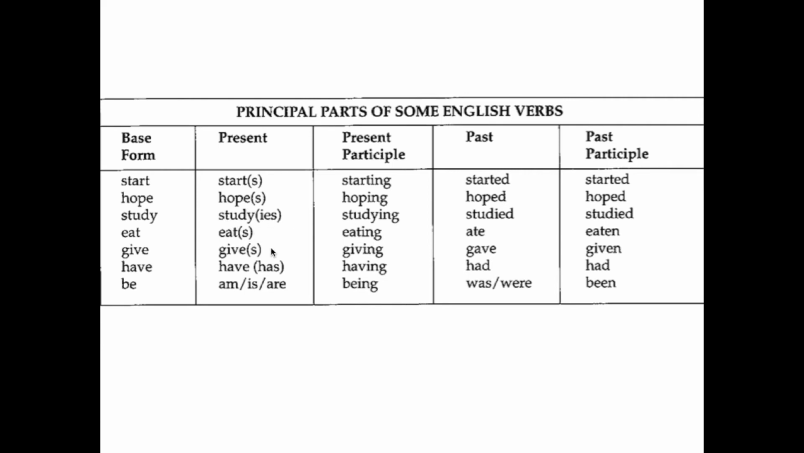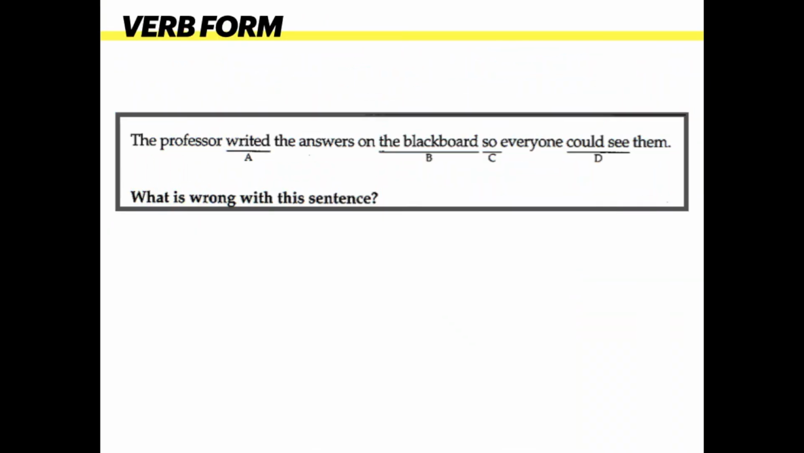And then we have the present participle, which is the ing form of the verb. Starting, hoping, studying, eating. We have the past. It can be regular, started, hoped, studied, or it can be irregular, ate, gave, had. We also have the past participle, started, hoped. In the regulars it's the same, but in the irregulars it changes. Eaten, given, had, right? So look at this example. The professor wrote the answers on the blackboard so everyone could see them. What's wrong with this sentence?